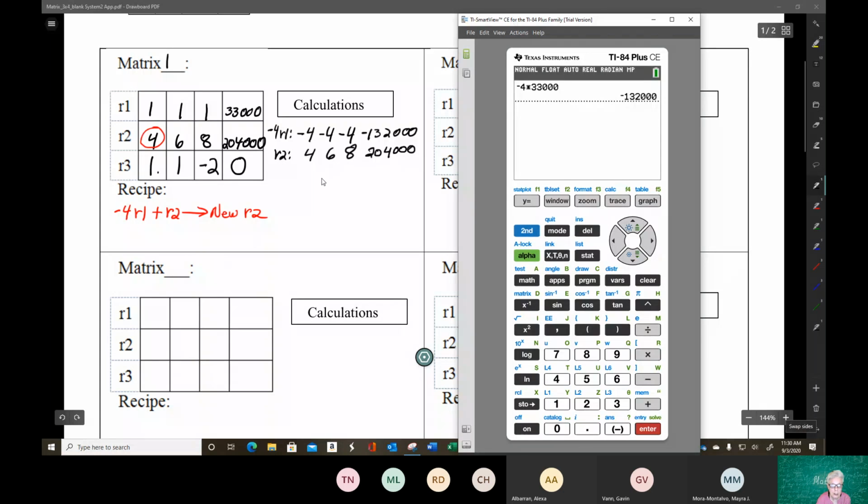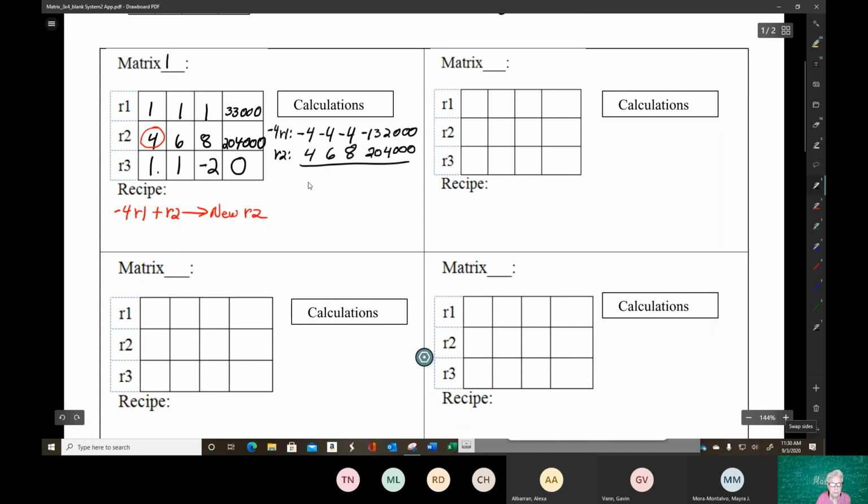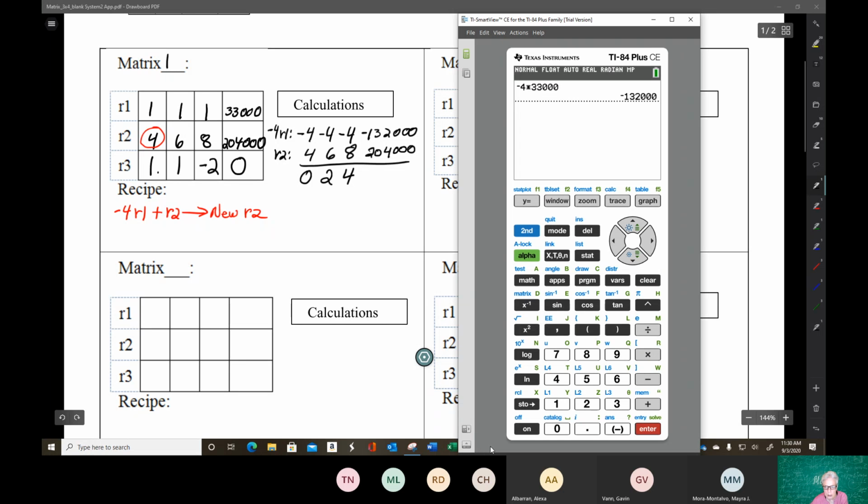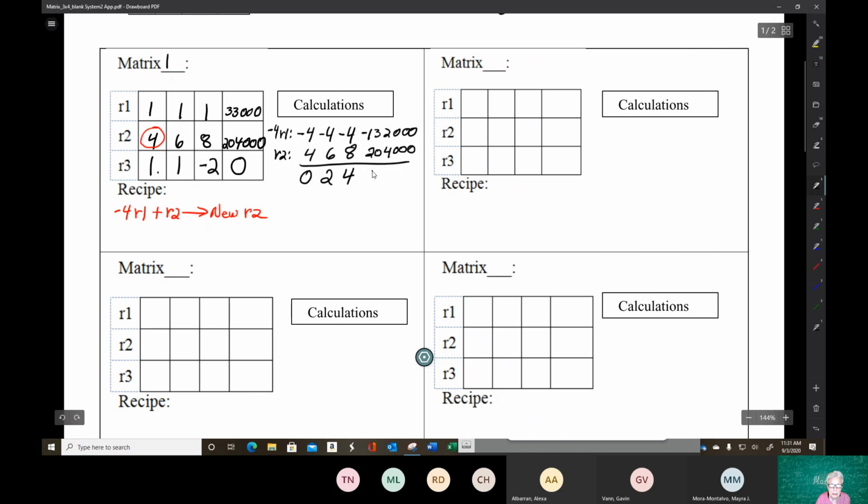Okay, so here we go. Negative 4 plus 4 is 0. Yay! Negative 4 plus 6 is positive 2. Negative 4 plus 8 is positive 4. And we are going to take negative 132,000 and add it to 204,000 and hit enter. So I get 72,000, which is a lot better than it was.